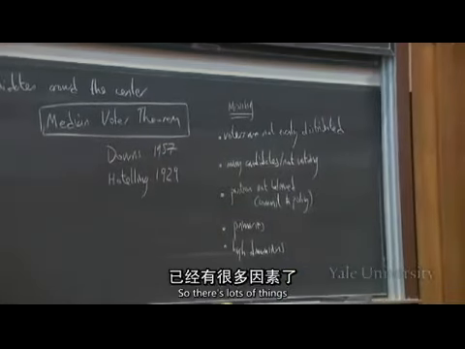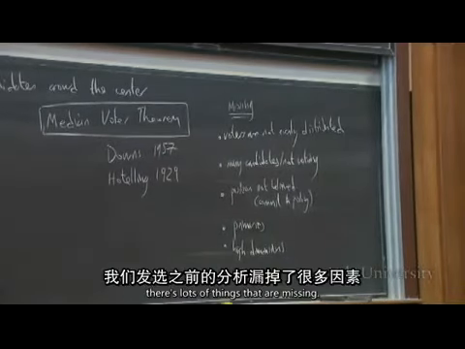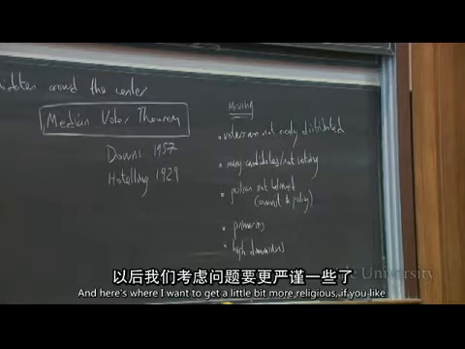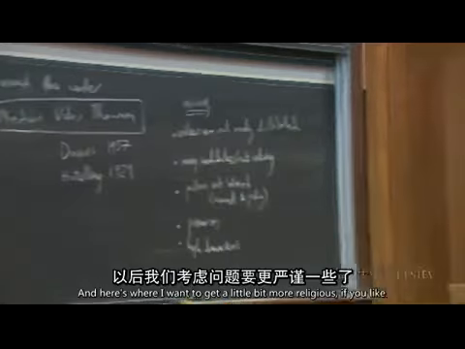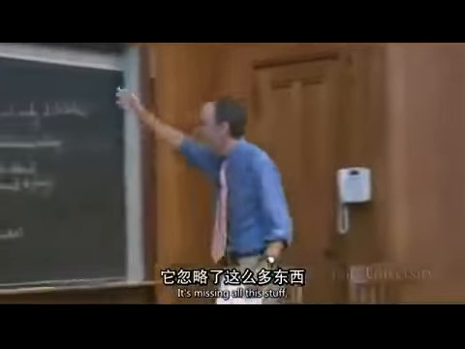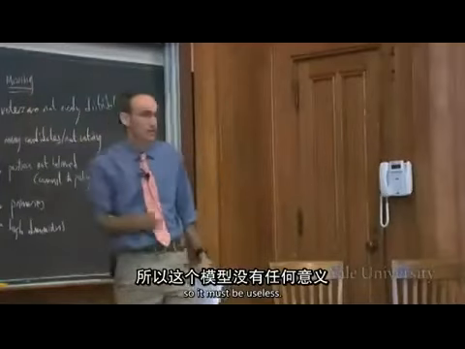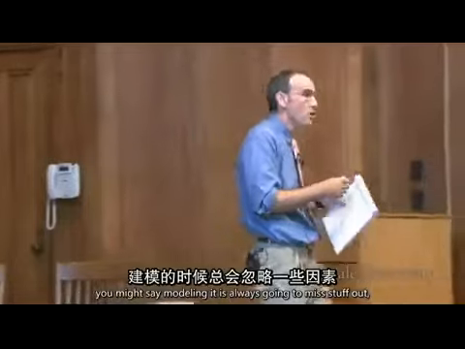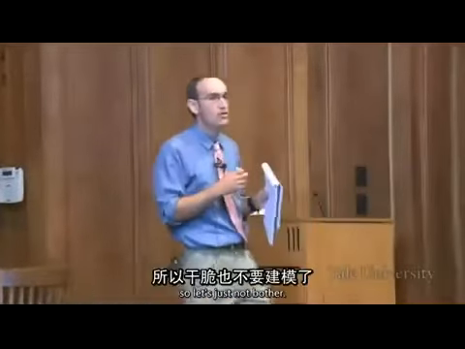So when we look at this model, there's lots of things missing. A lot of things are not seeming to be captured by it. And here's where I want to get a little bit more religious, if you like. It's tempting to say, look, we read out this model, it's missing all this stuff, so it must be useless. We shouldn't model it. You might even go further. You might say, modeling, you're always going to miss stuff out, so let's just not bother. And that, I think, is the wrong conclusion here.